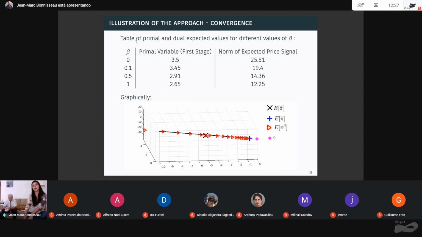In blue, we have the Lagrange multiplier when we solve the regularized problem. And in pink, we have 0. So we see that it's a minimal norm Lagrange multiplier. So we see here that when you have this set of Lagrange multipliers, we can, by regularization, approximate the minimal norm Lagrange multiplier.